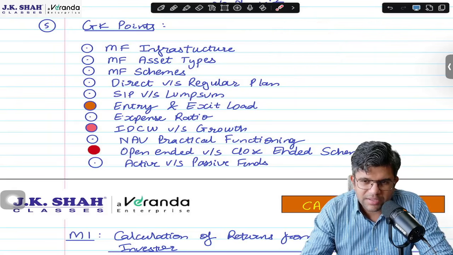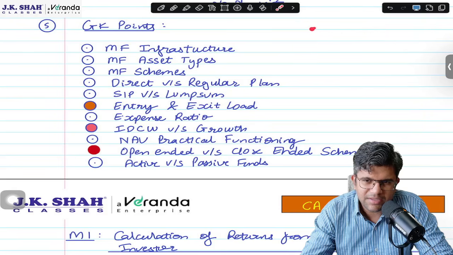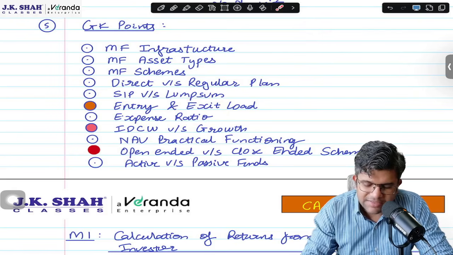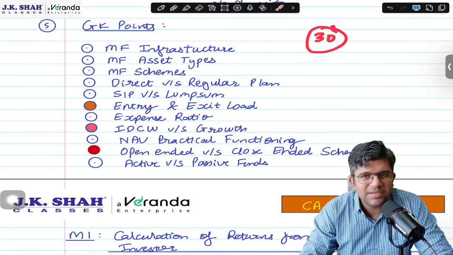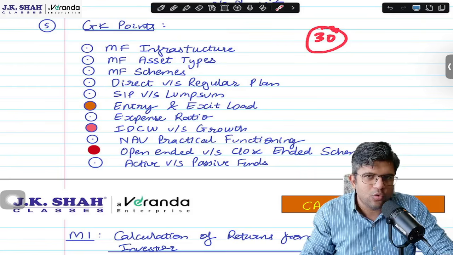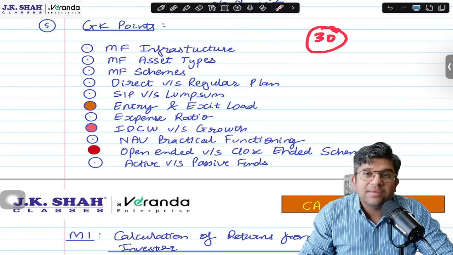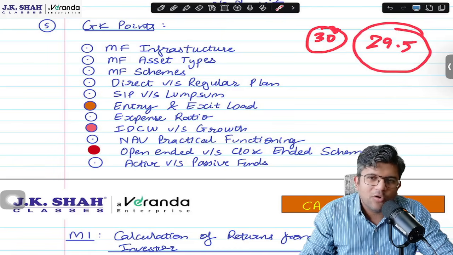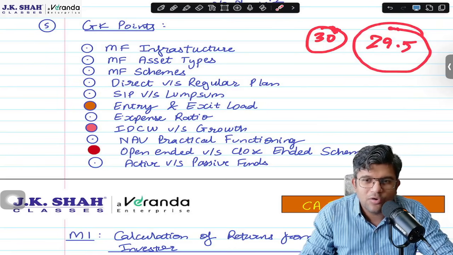Now comes, anyone has any doubt in entry load? All clear, no? Everyone please type why. Okay. Now what is the meaning of exit load? Let's say you entered and the NAV became 30. Now you want to quit. Quit means you will sell your units back to the mutual fund and you are expecting 30 to come home. 29.5 will come home. I hope everybody understood what is exit load. Give me why.